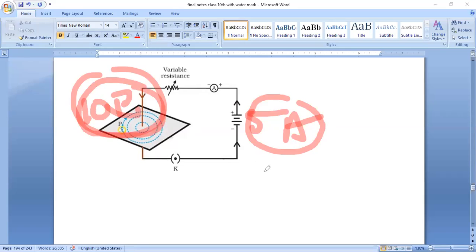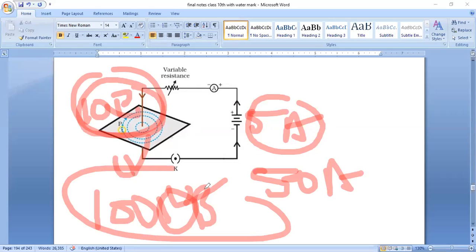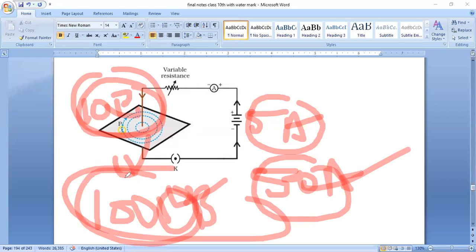If you increase it to 50 ampere of current, then how much will the field be? The field will be like 100 B or 1000 B. I'm just giving rough data here. If you increase the current, the magnetic field also increases.